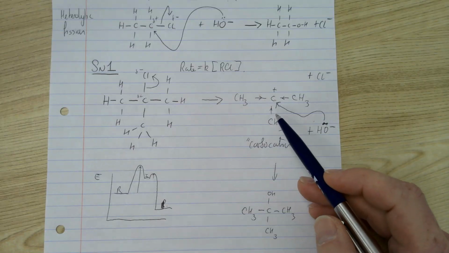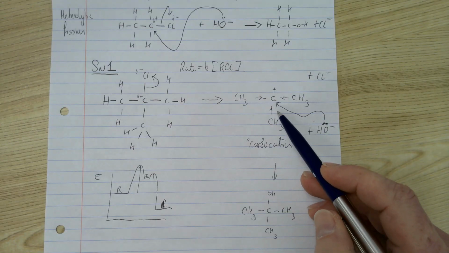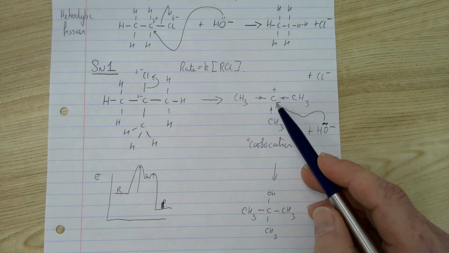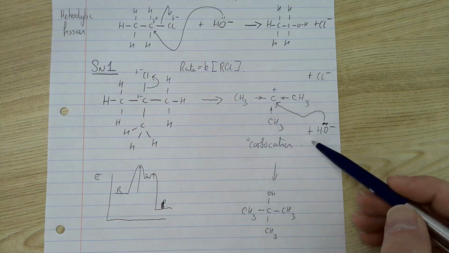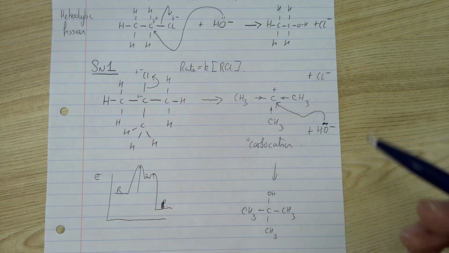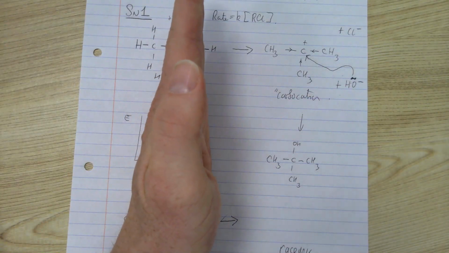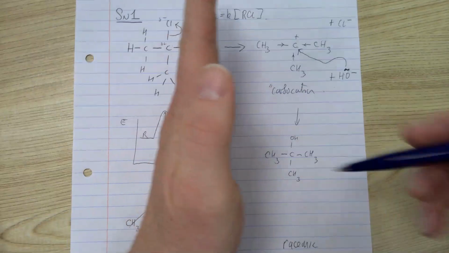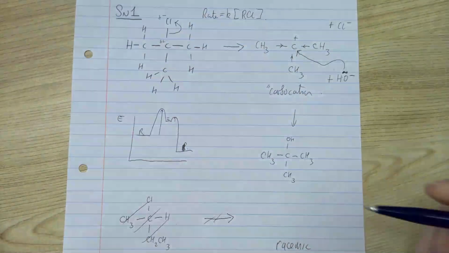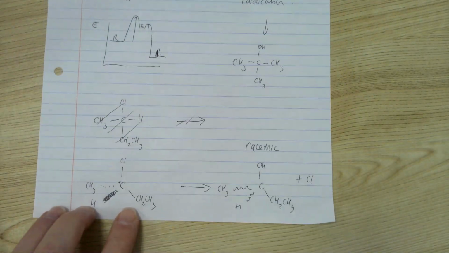But the intermediate carbocation that forms is now sp2 hybridized. It's flat, it's planar, trigonal planar, and the hydroxide that attacks it can attack equally from either side. Think of it a bit like a hand that's flat. The hydroxide can attack that carbocation from either side, making the molecule that's formed racemic.